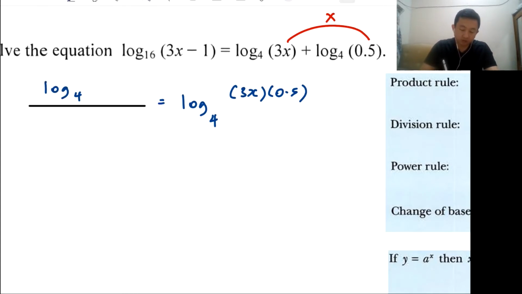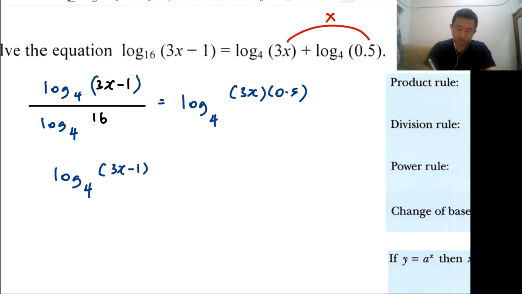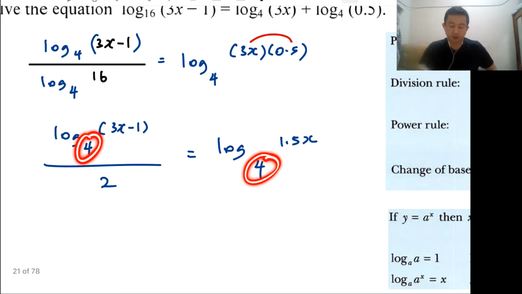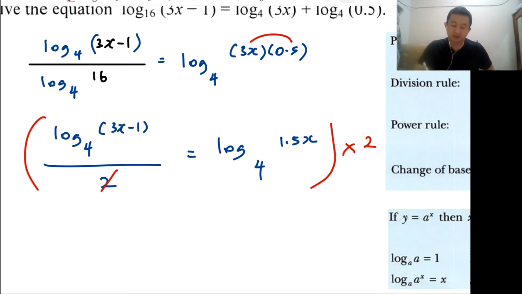log base 4 of 3x minus 1, and 16. Log base 4 of 16, you can use our calculator. You have 2. Mm, 1.5x. Okay. Same base, but you have an over 2. Again, we don't like the over 2 here. So make sure you multiply the whole thing by 2 to eliminate it.